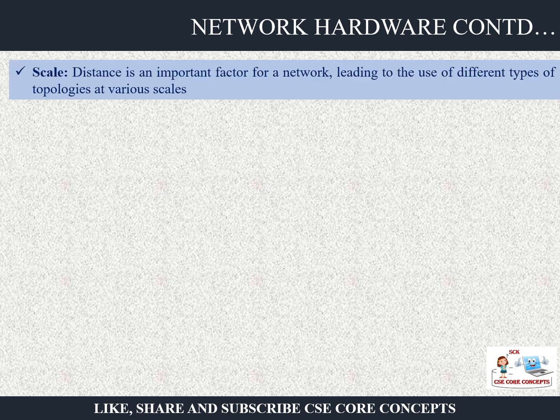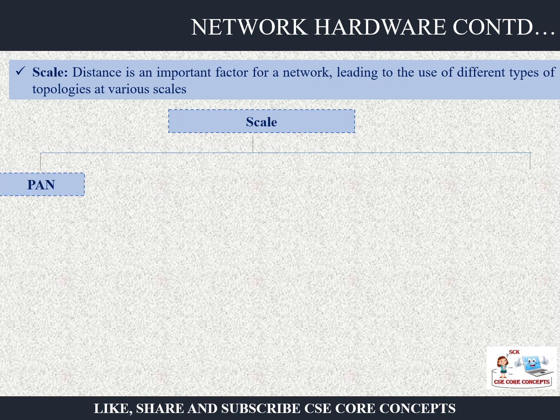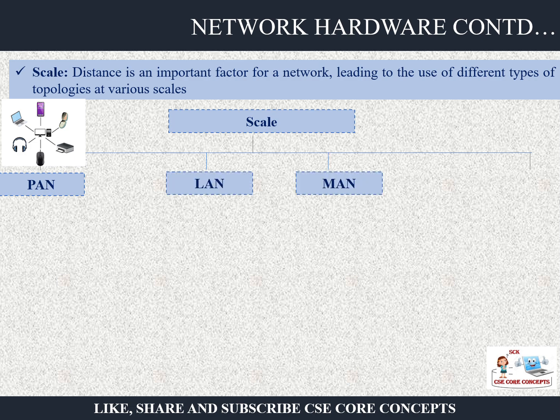Then comes the second dimension, which is scalability. Scalability or scale means the range of your network. You have different types of ranges. The smallest range is the personal area network, which is a very small range. Then comes the local area network, metropolitan area network, and the wide area network.